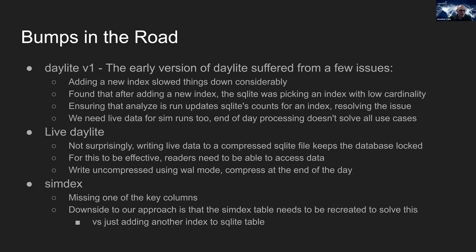And then finally, just talk about some bumps in the road that I've maybe not addressed already. I talked a little bit already about the first version of Daylite, where adding the new indexes slowed things down. Carl spent a bunch of time playing around with analyze and understanding how it was determining the cardinality of these indexes, to ultimately arrive at when and how we're running analyze when generating this data and querying it. And then the first version didn't address the need to have data for live sim runs.